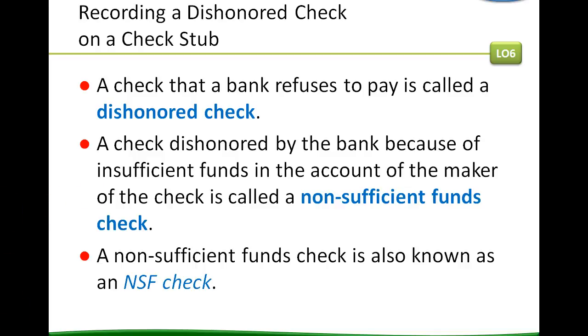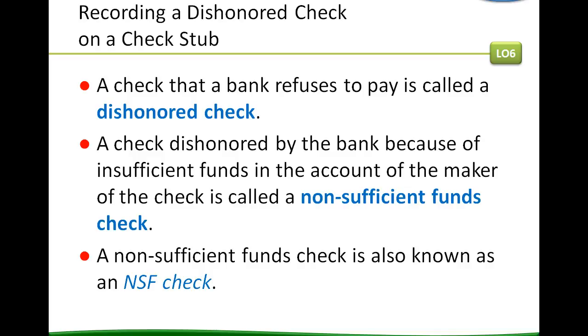So to record a dishonored check on a check stub, there's a few things we need to take care of. You first may want to know what a dishonored check is. A check that a bank refuses to pay is called a dishonored check. Banks dishonor a check for many reasons. A check dishonored by the bank because of insufficient funds in the account of the maker of the check is called a non-sufficient funds check. A non-sufficient funds check is also known as an NSF check, NSF meaning non-sufficient funds.